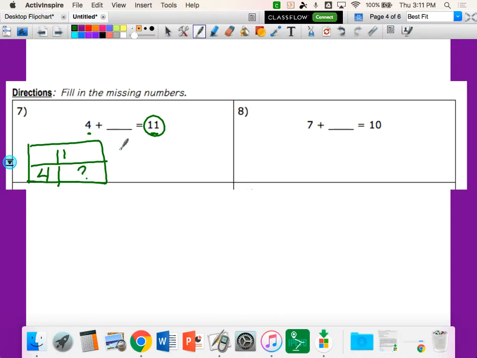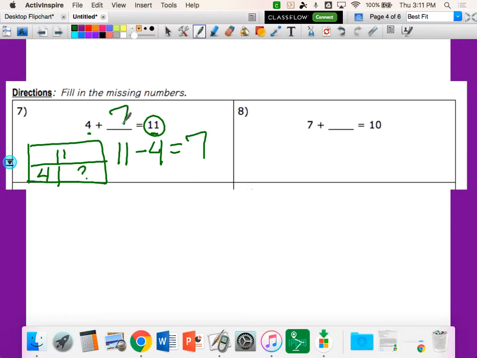If we think about it, I know 4 plus this would equal 11. Well, then 11 minus this would equal 4. But I still need to rework it so that this is on the end. So 11 minus 4 would equal this. Again, they could draw 11 circles. They could count back, whatever they needed to find 7. And they fill it in.